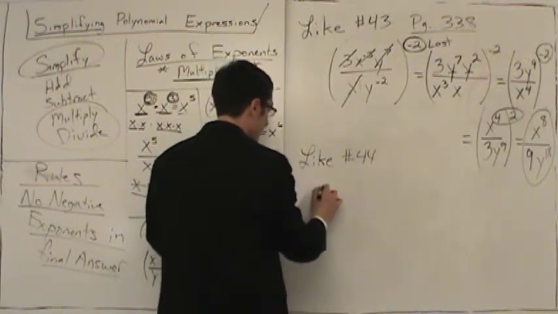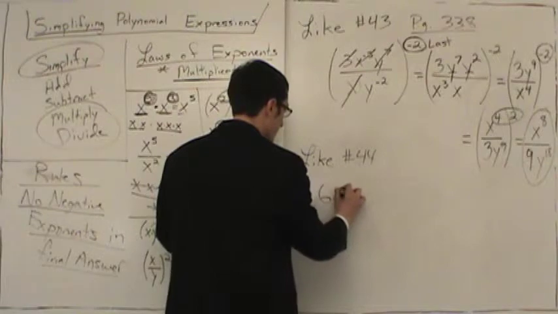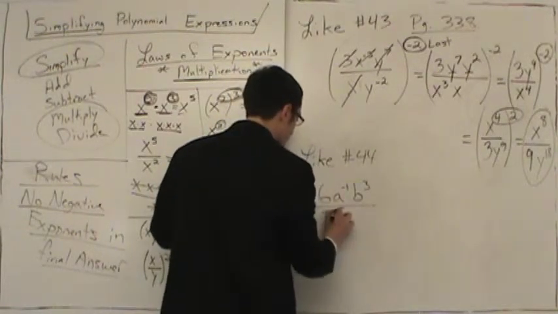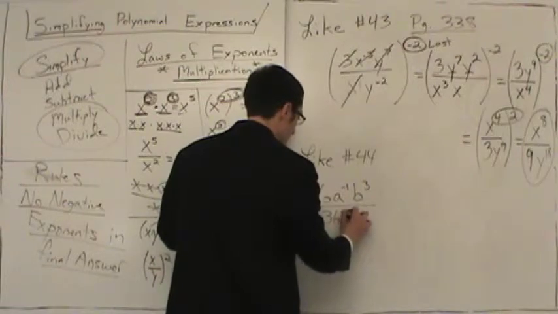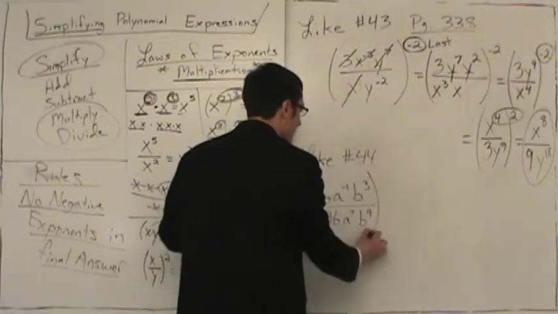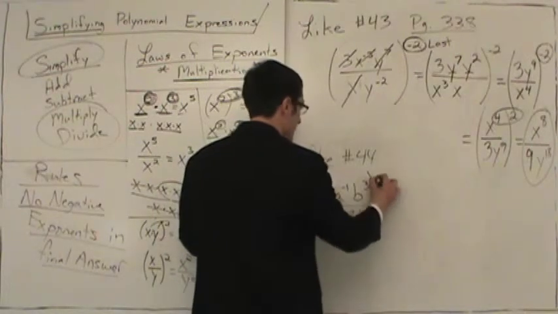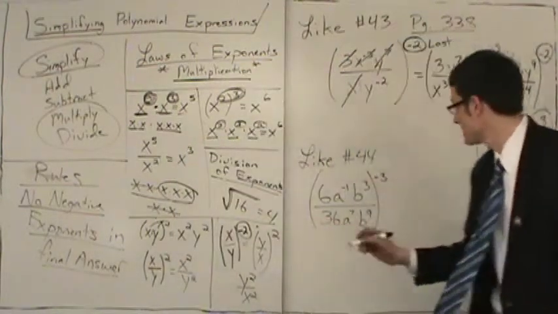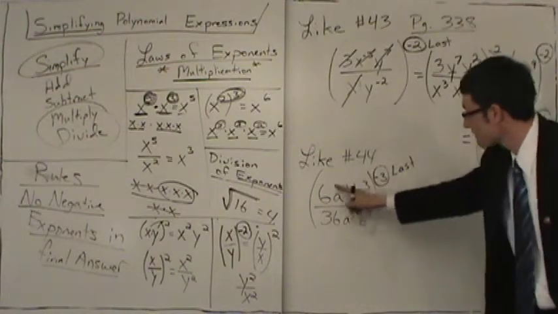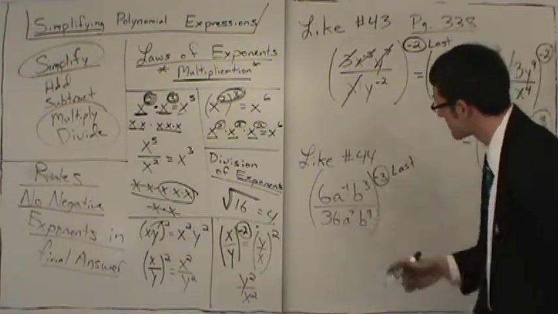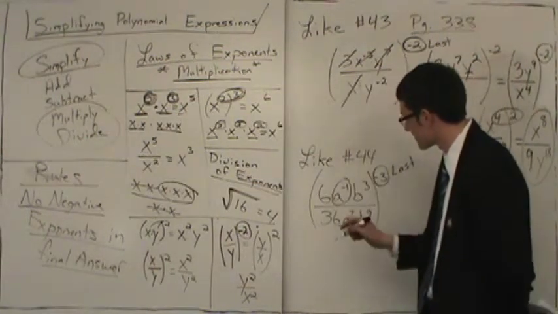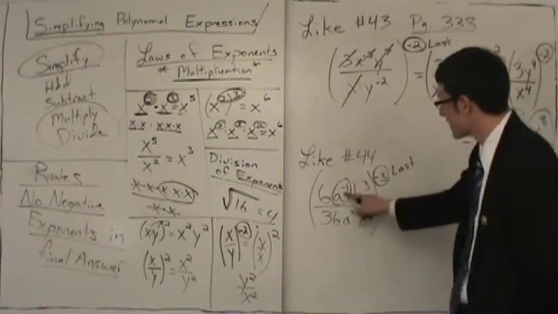Okay, page 338. 6a to the negative 1st power, b to the 3rd power, over 36, a to the 7th, b to the 9th. All this to the negative 3rd power. Remember, we deal with the outer exponent last. We start with what's on the inside. That means cancel what's on the inside. But before you can cancel, you have to get rid of negative exponents. So we're going to move our negative exponents immediately.